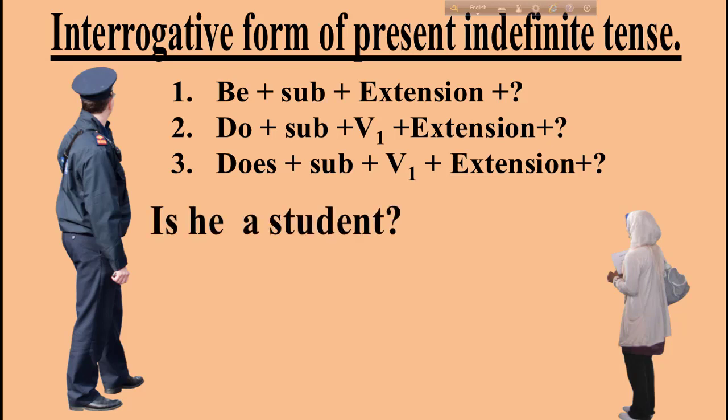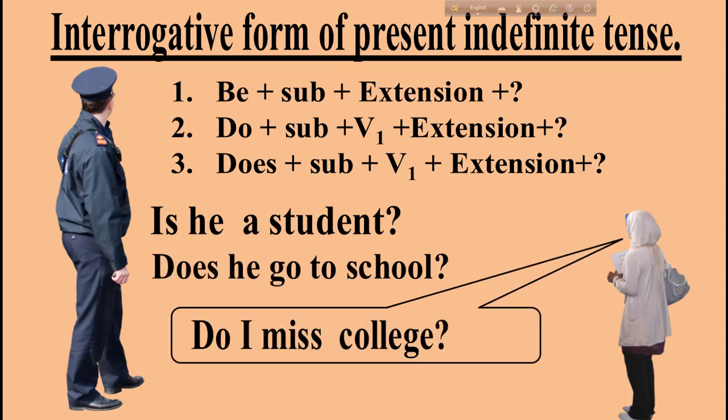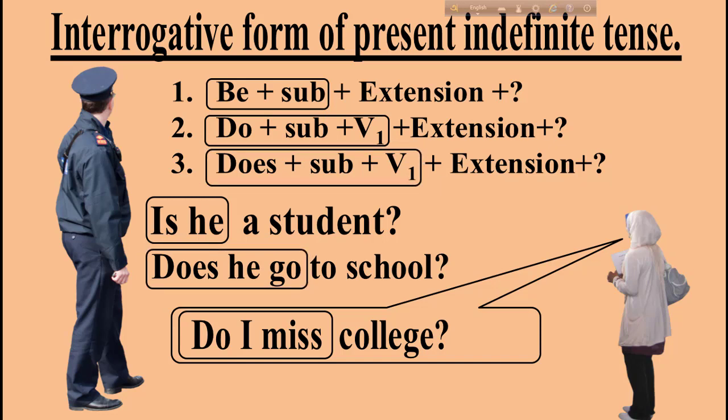In these pictures, sentence 1, is he a student? Does he go to school? Do I miss college? Indicates sentence 1, is he, be plus subject. Do plus subject plus verb 1, do I miss, form number 2. And does plus subject plus verb 1, form number 3, and indicates sentence number 2, does he go.